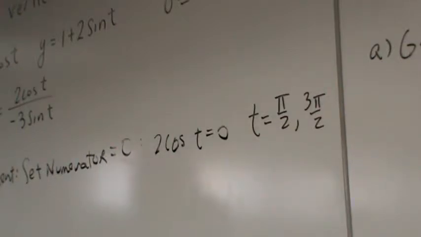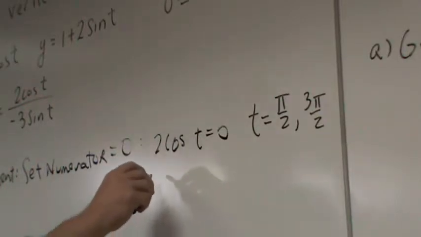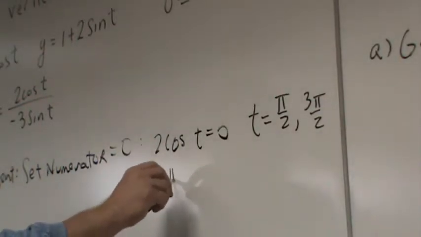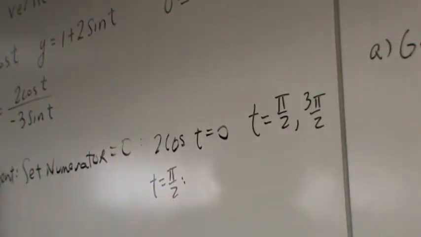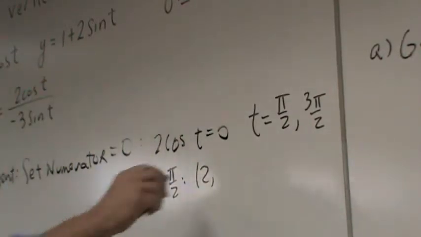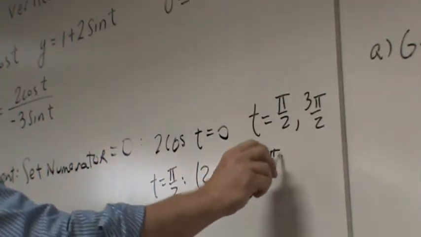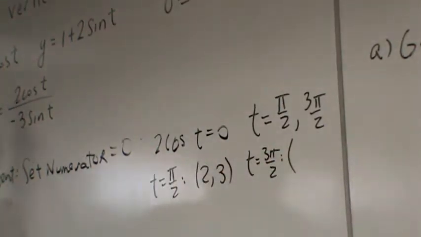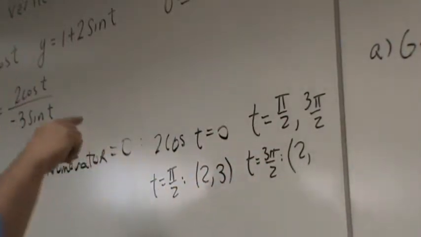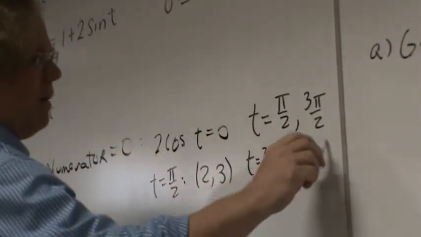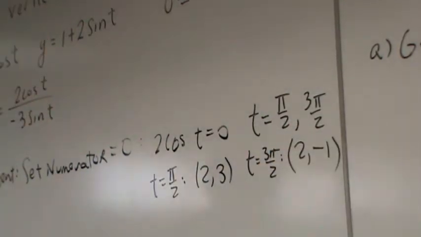Which means since I want the points, I need x and y. I'm going to have to find what x and y are. So when t is pi over 2, that makes x 2, and that makes y 3. And when t is equal to 3 pi over 2, that makes x, that's still 0, so it's 2. And then y at 3 pi over 2 is negative 1. Okay? Great.